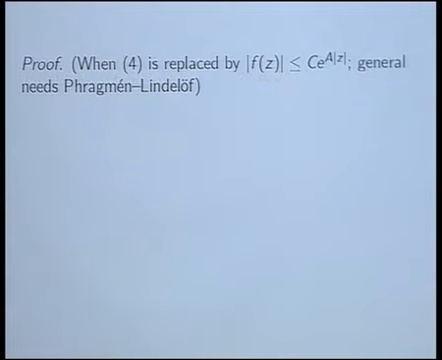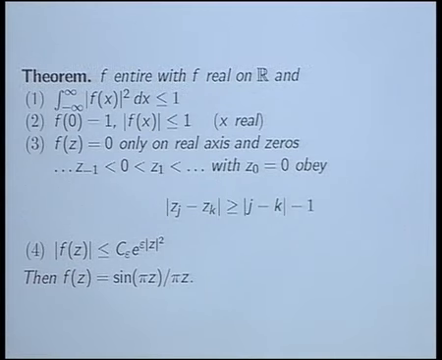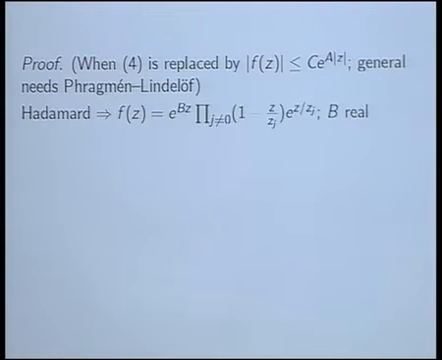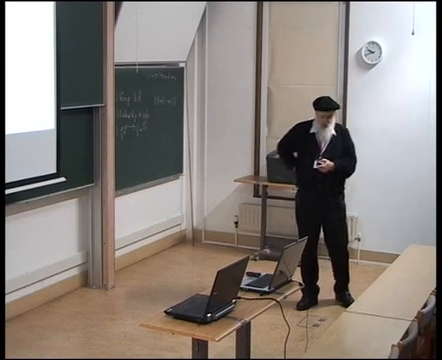And where does this come from? Well, I'm going to show you the proof when instead of this condition, I have an exponential condition. Because of what I call theorem 3, this is always true, so this is no big deal. In general, you just use Phragmén-Lindelöf an extra time. Then you argue as follows. Because you have this exponential bound, you know by a Hadamard factorization theorem that f can be written in this way. The zeros are real, and this b is real because f was real on the real axis.